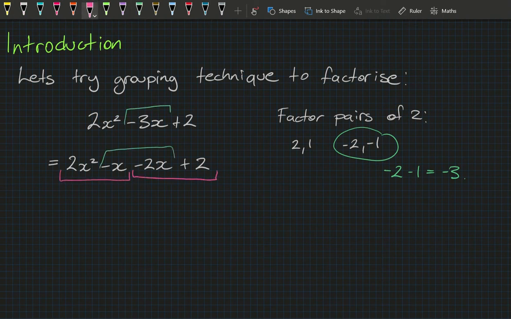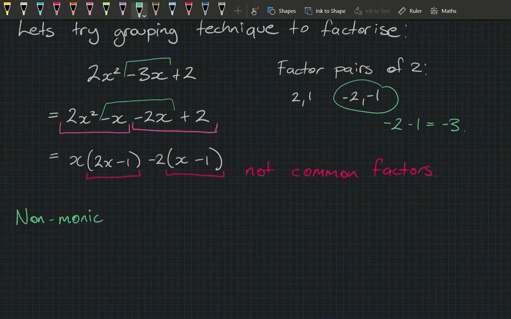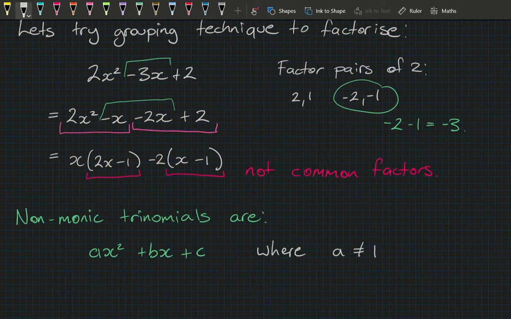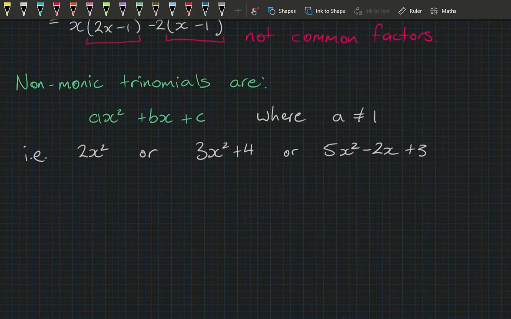And now we can group those. In the first group, the common factor is x, and in the second group, the common factor is minus 2. However, this doesn't lead to common binomial factors. So we're going to need to tweak our technique to take into account non-monic trinomials. Non-monic trinomials are ax squared plus bx plus c, where a is not equal to 1. So some examples of these would be 2x squared, 3x squared plus 4, or 5x squared minus 2x plus 3. So the point of this lesson is to learn how to factor non-monic trinomials.